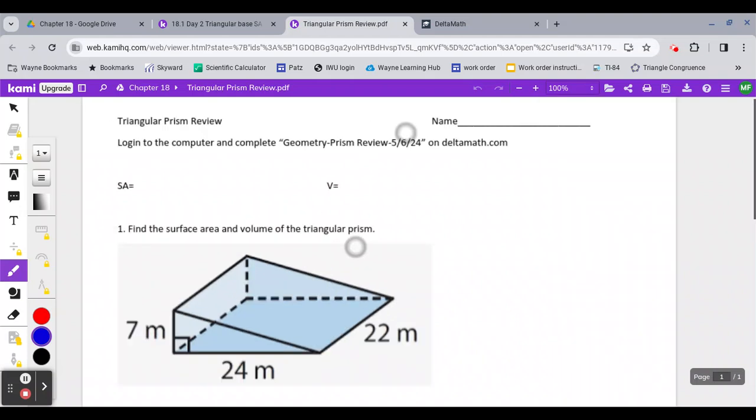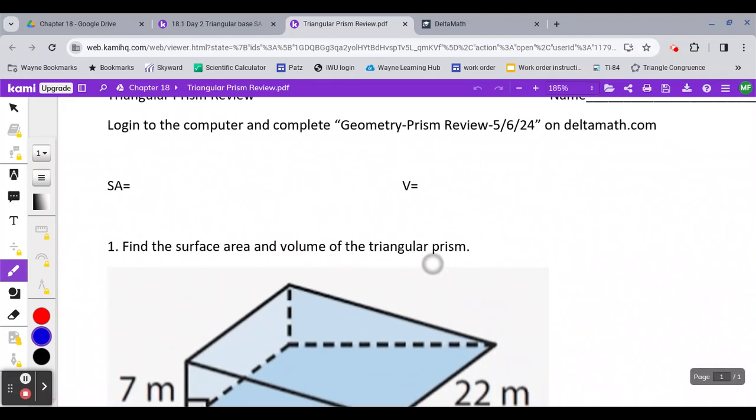So as a reminder, you'll sign into Delta, but I think you guys already are.